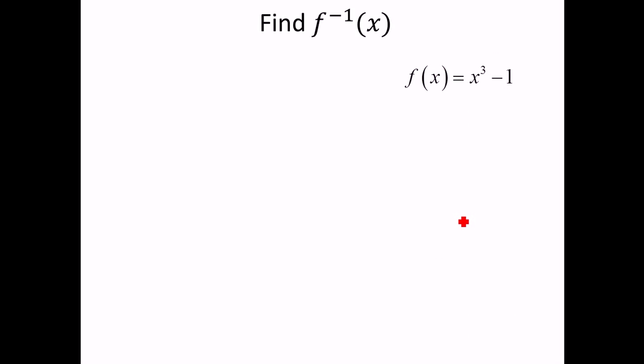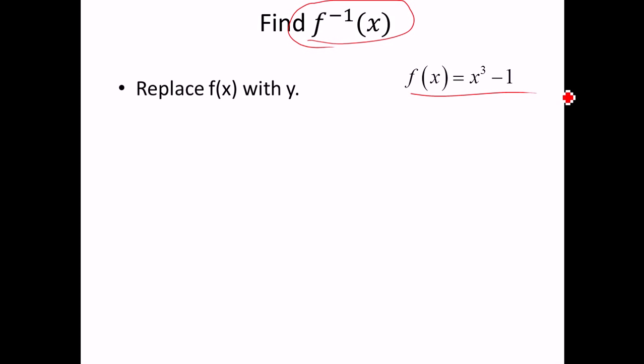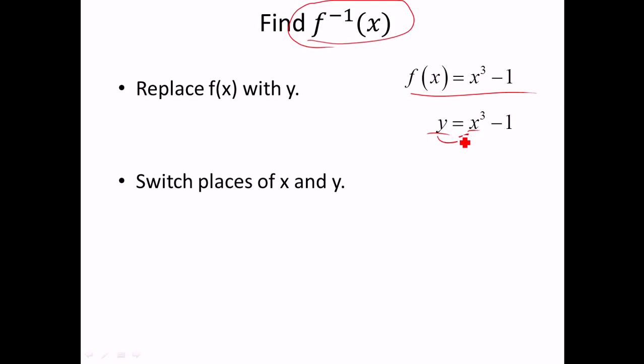Now we can actually find out what the inverse is. We use this notation here. You just say f inverse of x. And we're using the same function, f of x equals x cubed minus 1. So let's go through it. First thing you want to do is replace f of x with y. So instead of f of x equals x cubed minus 1, y equals x cubed minus 1. Next thing you want to do, switch the places of x and y. So just take this and switch them. So now what you're going to end up with is x equals y cubed minus 1.